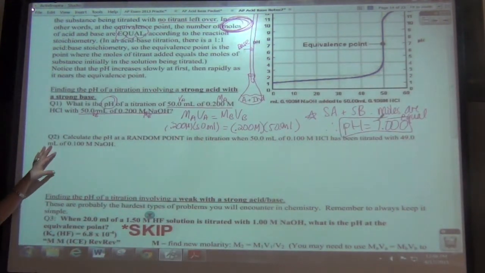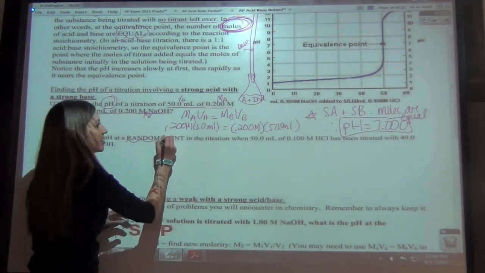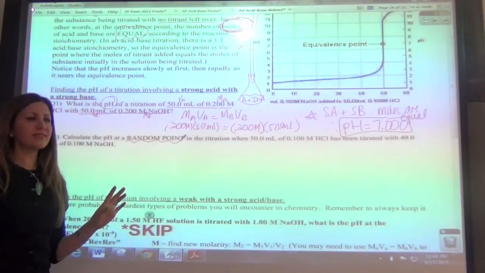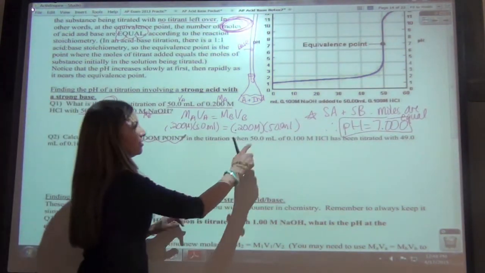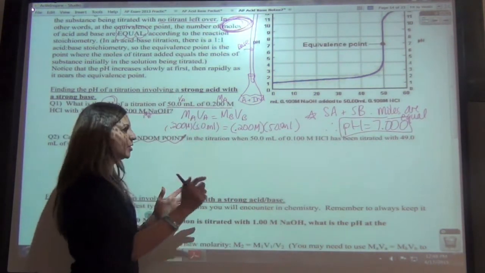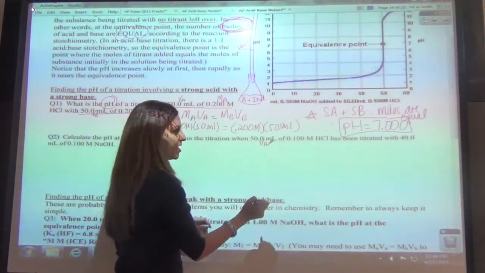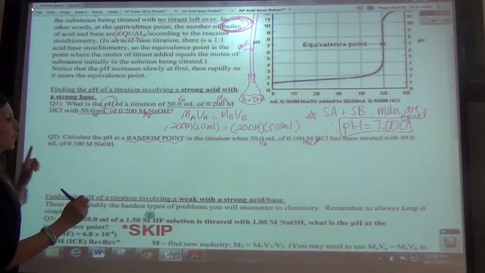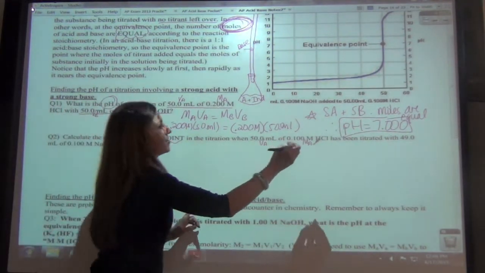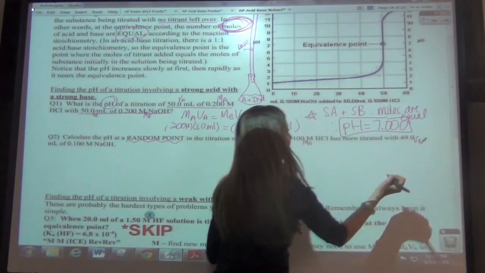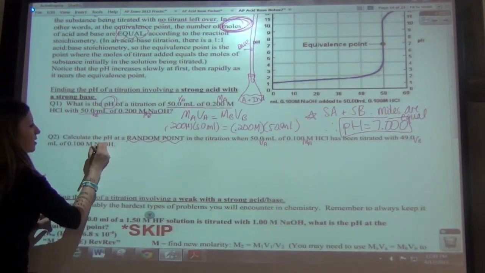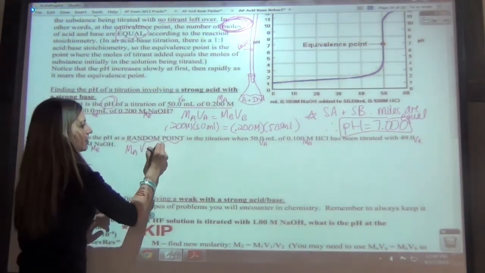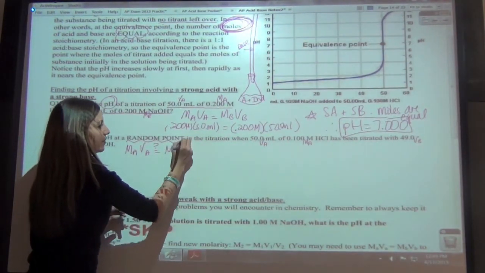This one says calculate the pH at a random point. So we have not reached the neutralization point, is what they're telling us. And we have 50 mL of 0.1 HCl. Let's label it already. So this is Va, the volume of my acid, and this is the molarity of my acid. And it's 49 mL of the base, so this is my volume of my base, and this is the molarity of my base. Okay, so now I've got MaVa equals question mark MbVb.